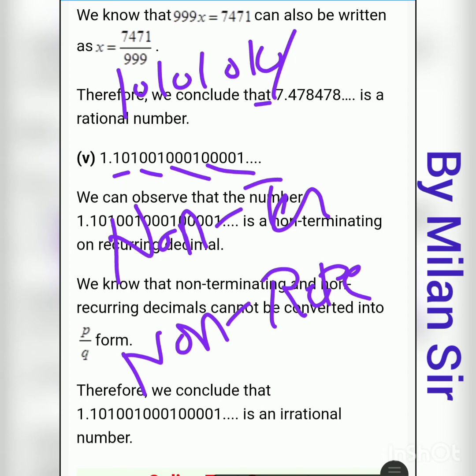So alternately, if we have terminating decimal expansion, otherwise non-terminating repeating decimal expansion, then we can say that our number is rational. But if we have non-terminating, non-repeating decimal expansion, then it is an irrational number.